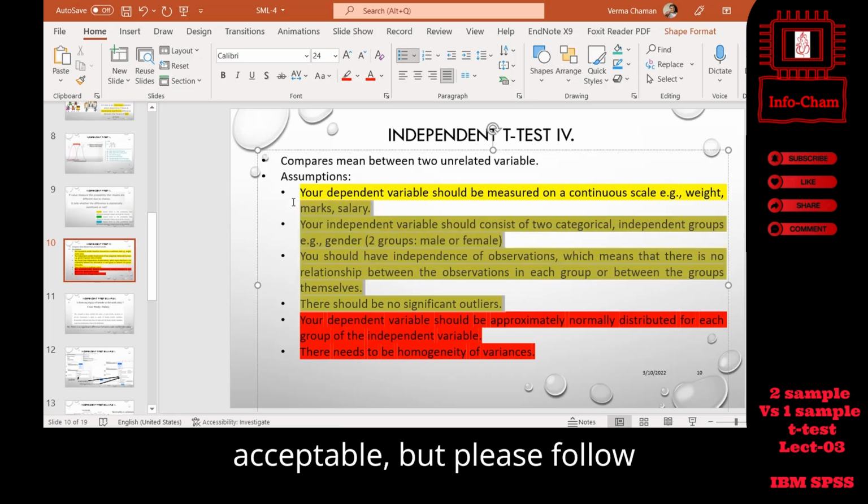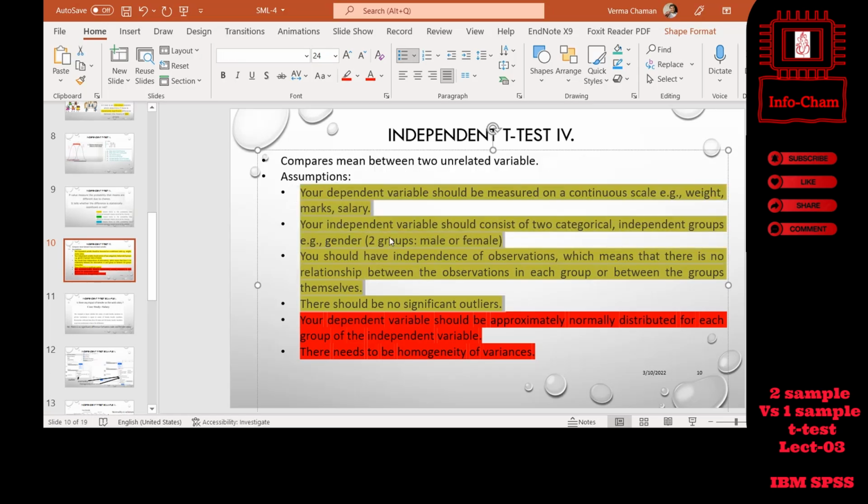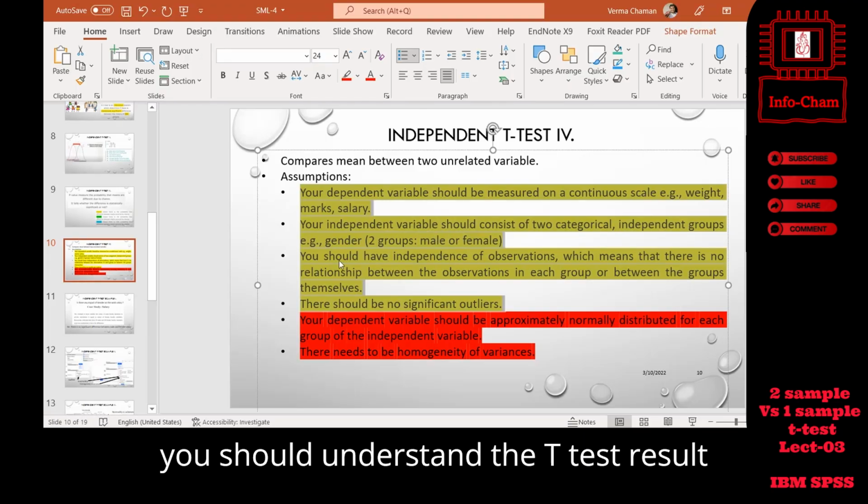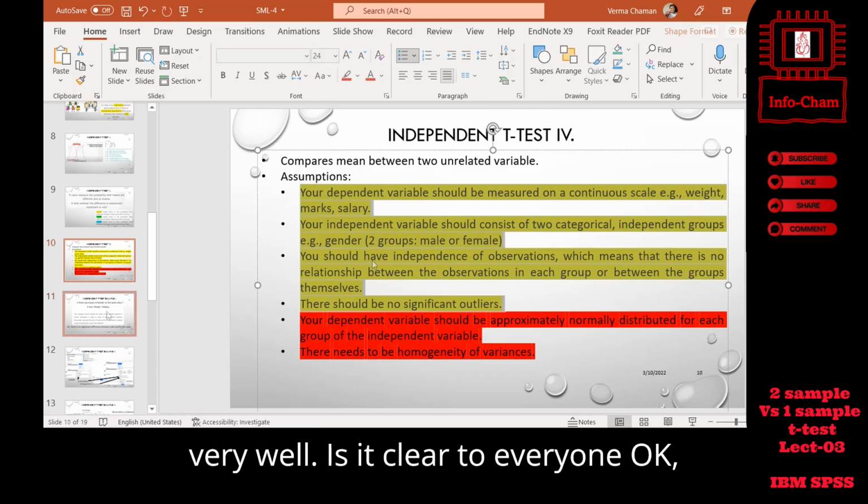These can be acceptable, but please follow, right? So is it clear? This is important. If you clear these rules, then you should understand the t-test result very well. Is it clear to everyone?